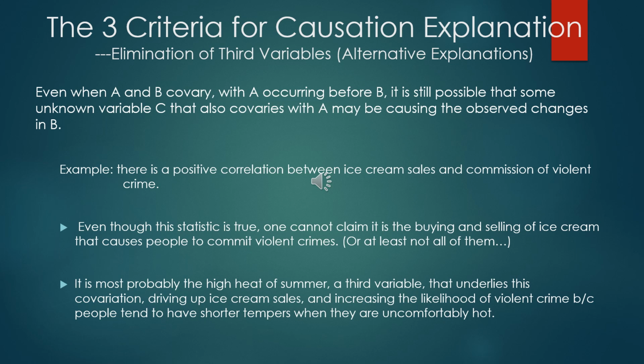The third criteria for causation is elimination of the third variable problem or alternative explanation. So let's talk about this using an example such as ice cream sales and commission of violent crime. You observe increased ice cream sales and increased violent crimes. But that could be caused by something else. Namely, in this situation, it's usually hot weather. Hot weather causes ice cream sales to go up, and also the hot weather increases violent crime. So in order for you to actually establish that ice cream sales are causing people to become violent, this third factor of high temperature needs to be eliminated.